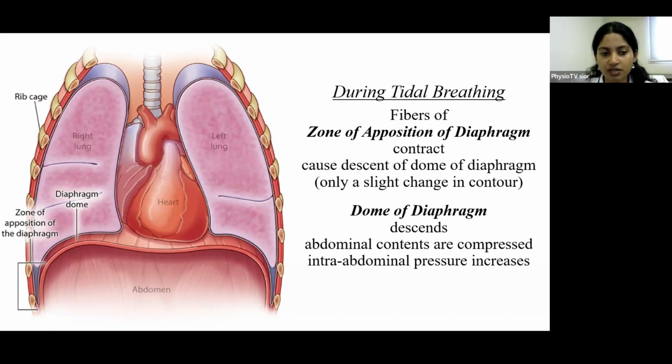These vertical fibers are the ones which contract, and because of their contraction, the horizontal dome of the diaphragm slowly descends, making more space for the thoracic cavity to take up the inspired air. With the descent of the dome of the diaphragm, there is only a slight change in the curvature, not much change. And because of the descent, the abdominal contents are compressed, which increases the intra-abdominal pressure.